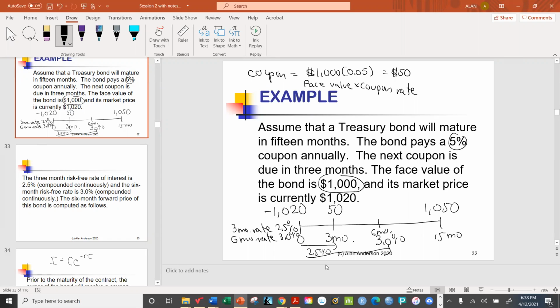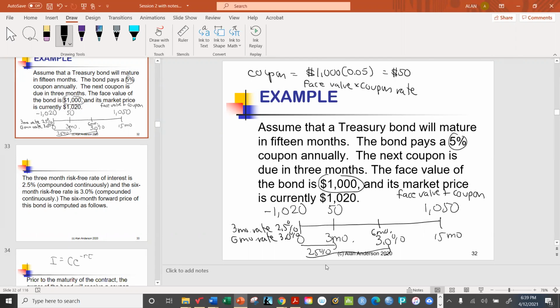The pattern of cash flows that we're due to receive are $50 in 3 months, and then a year later, $1,050, which includes the $1,000 face value plus one final payment of a coupon. So this is the face value plus coupon, $1,050. So these are the remaining cash flows that we're entitled to.